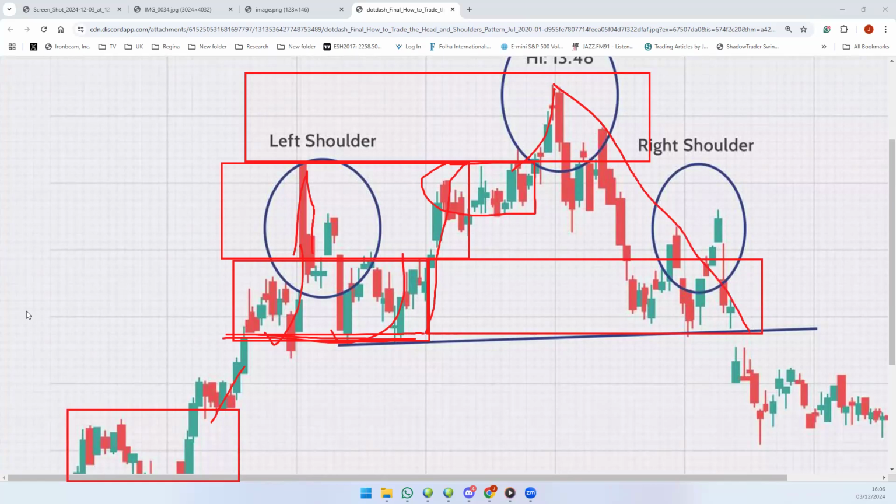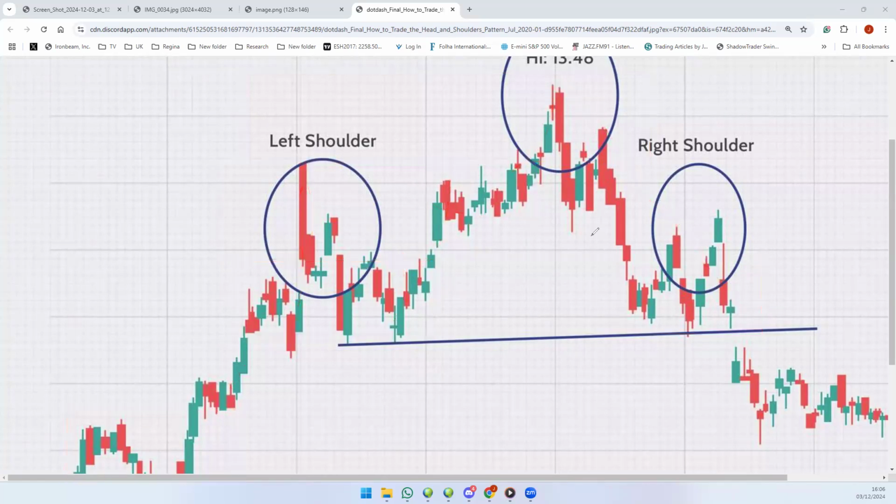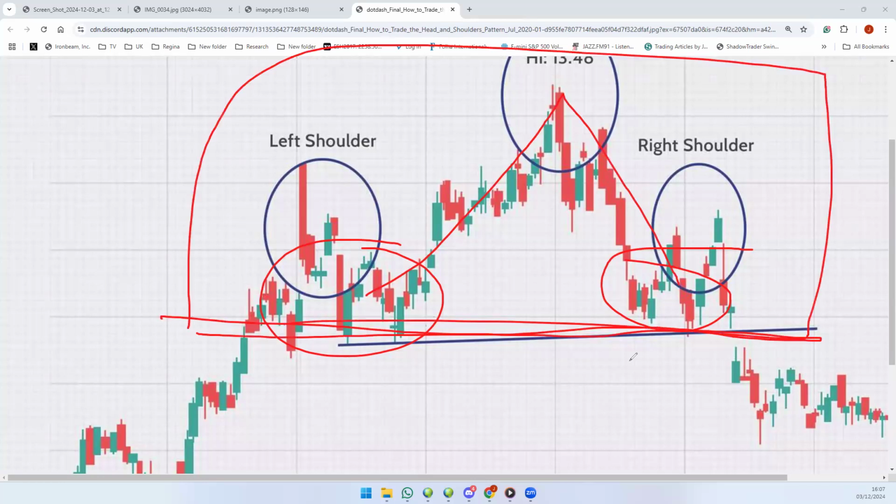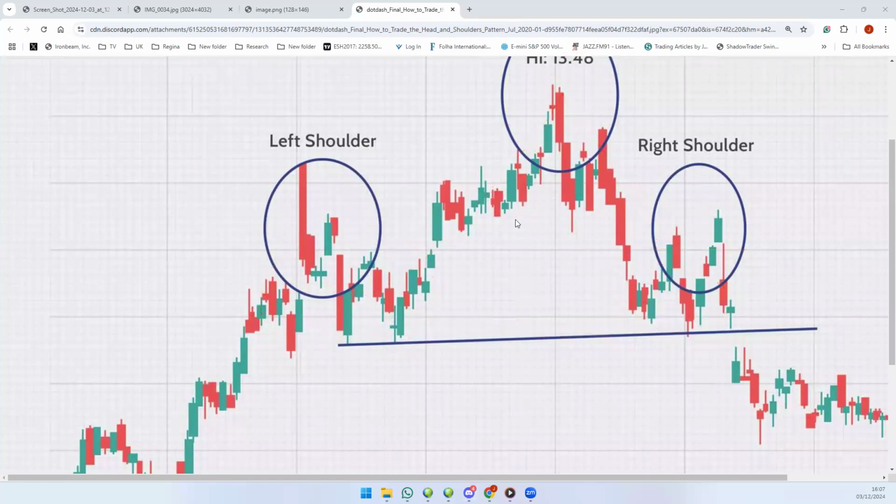There's nothing magical about this, but if you understand that this is your cost basis, the market goes up and comes right back into cost basis. But when it breaks that, everyone who's long above there is going to start puking out, because they're trapped.